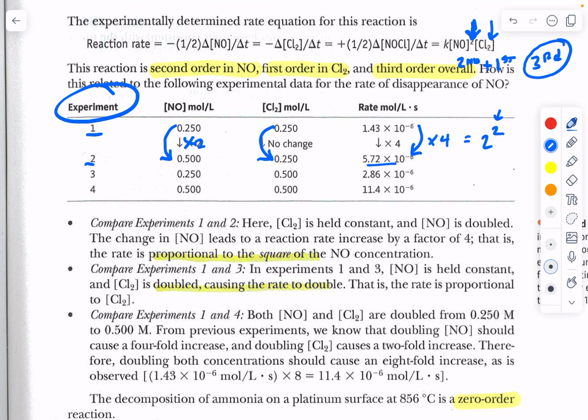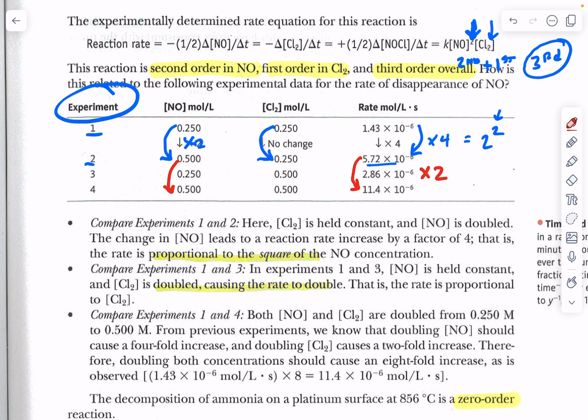Now, let's pick a different color, and let's find another 2 experiments where this time we hold the nitrogen monoxide constant. So if you look here, for example, I'm holding the nitrogen monoxide at a molarity of 0.500, but what happens to the rate in those 2 experiments? And you can see that the rate is doubled.